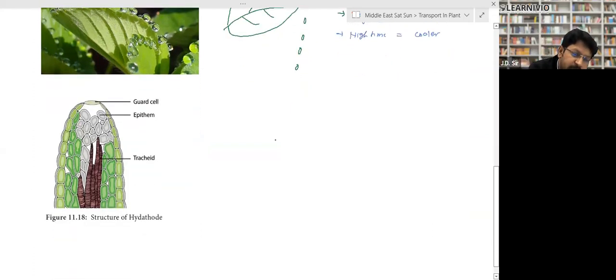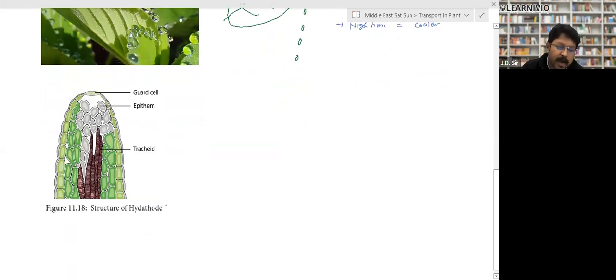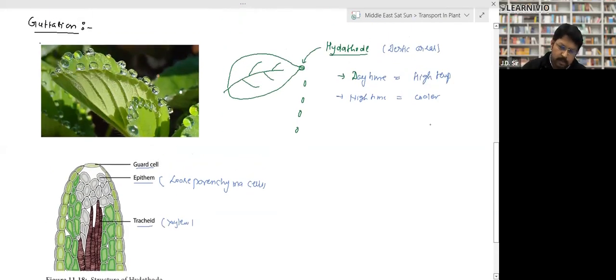For guttation, there is a special kind of pore. These pores are called hydathodes, and the hydathode structure is like this: there are guard cells, and there are some loose cells called epithem. So epithem is loose parenchymatous cells, and these are tracheids, meaning these are the xylem. They bring the water over here, right? So guttation takes place through the hydathode. Is it clear? Clear to all of you?